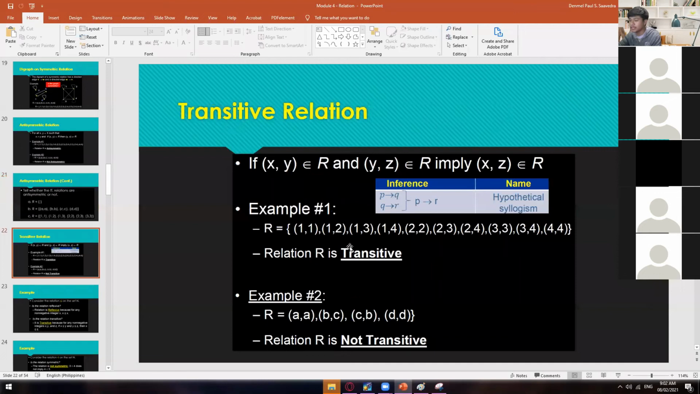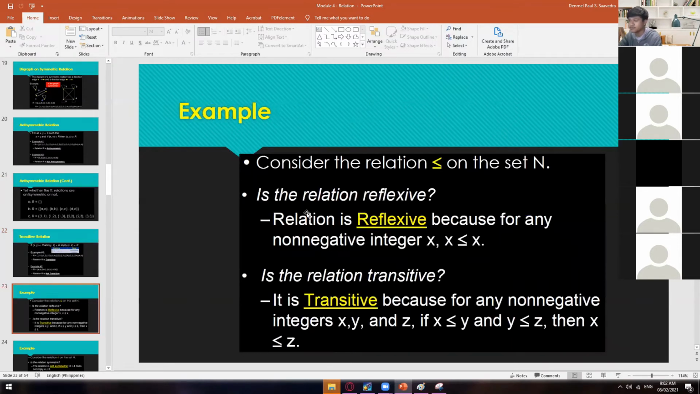So are we clear so far with this transitive relation? Any concerns or questions or clarification up to this point? All right. Okay, so let's now move on to the examples. Consider the relation less than or equal on the set N.